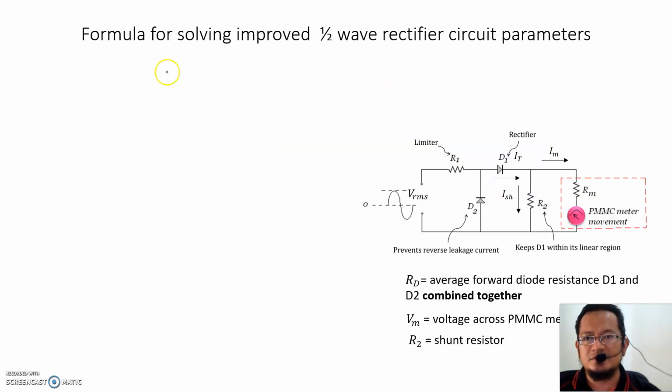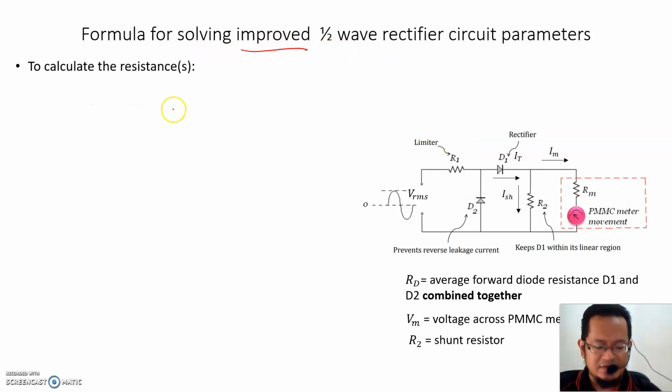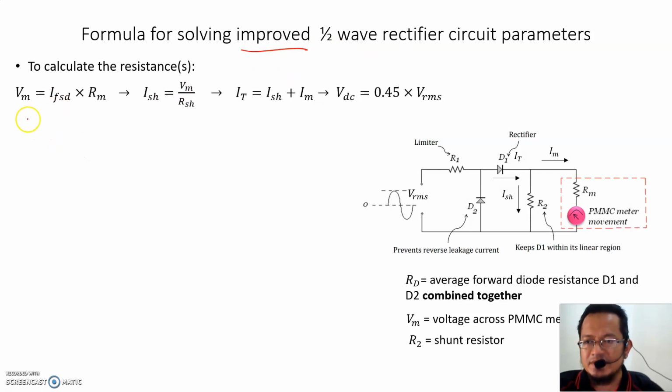Okay, let me show you the formula for solving these parameters for the improved half-wave rectifier. To calculate resistance, you know that the meter voltage VM is the full-scale deflection current multiplied by Rm, and the shunt current is VM divided by the shunt resistance, and the total current is equal to the shunt current plus the meter current. That's all. It's all just Ohm's law and KCL, right?